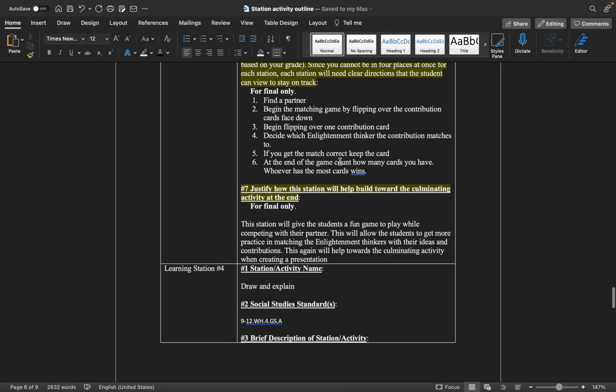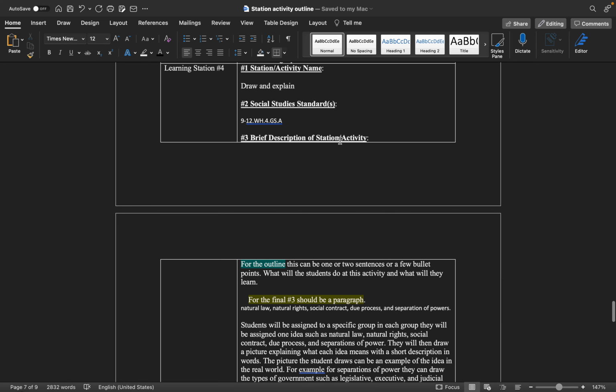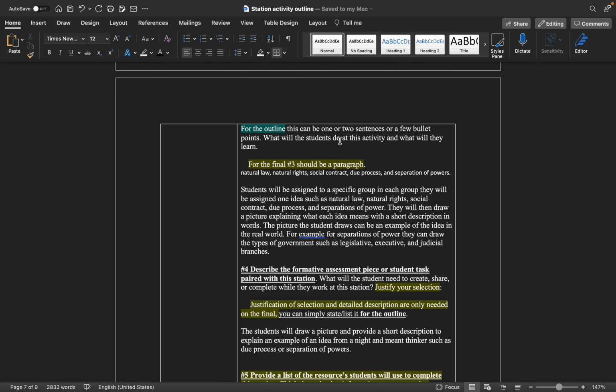And then for my last station, it is called Draw and Explain. The students will be assigned to a specific group, and in the group they will be assigned to an idea. For example, I have a list like natural law, natural rights, social contract, due process, and separation of powers. If they have separation of powers, they could draw a picture of the 3 branches of government, and then they'll have a short description next to their drawing of why separation of powers reflects their drawing of the 3 branches of government, just so that you have a little bit more context to their drawing.